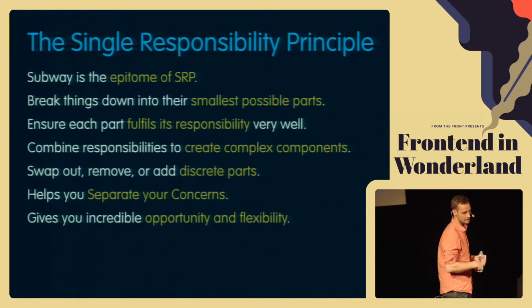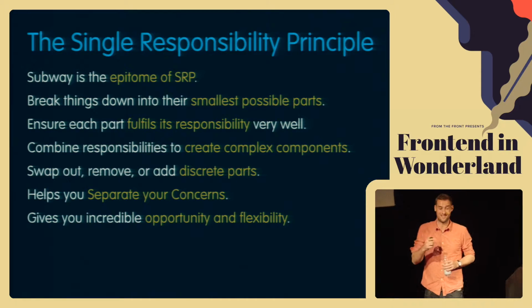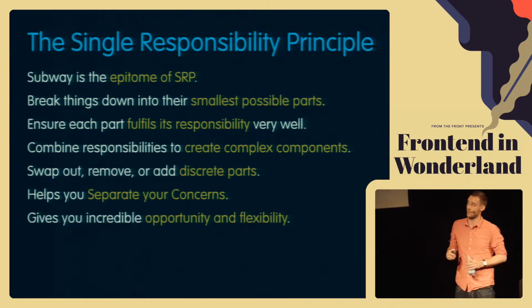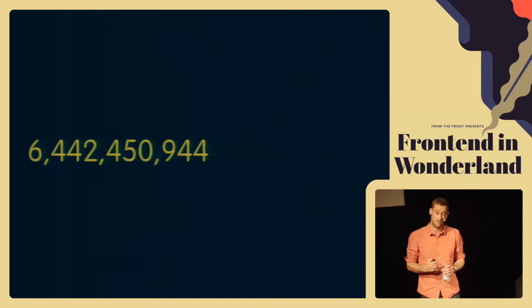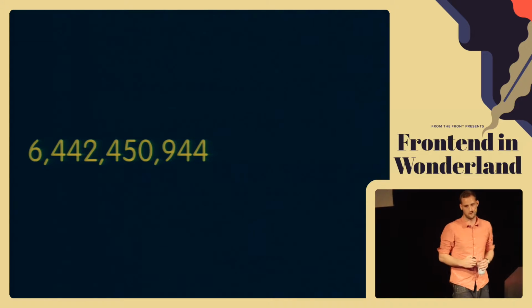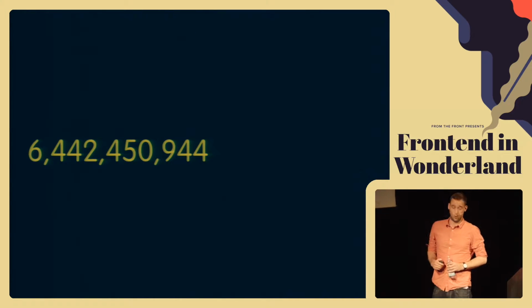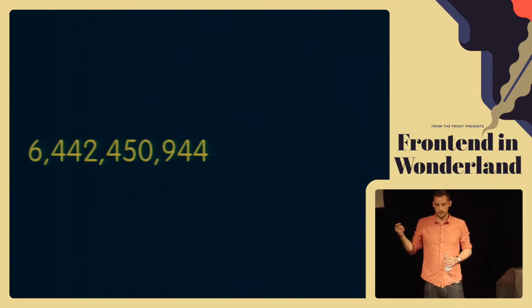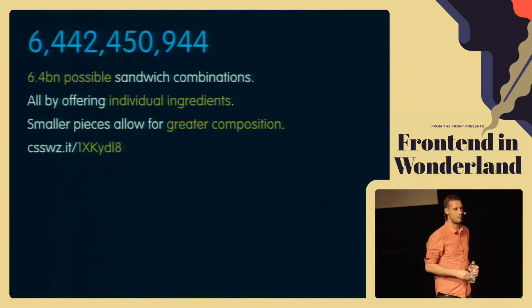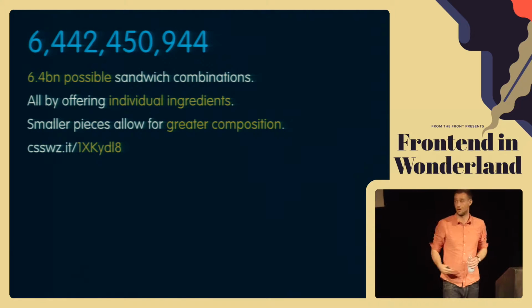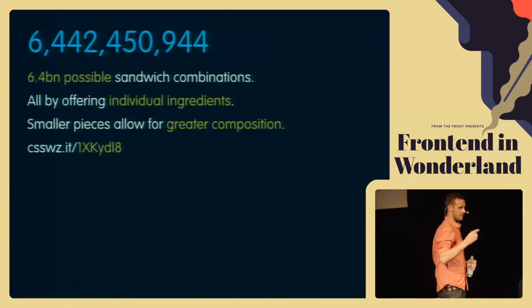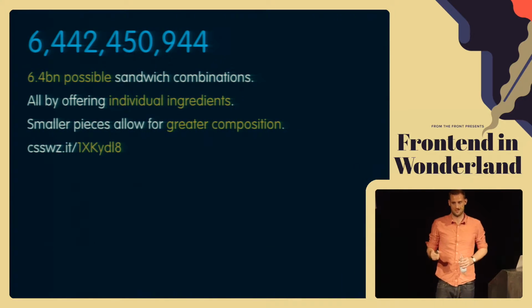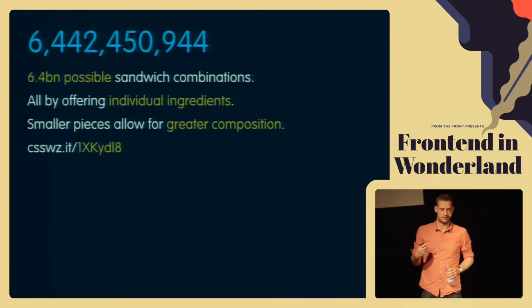In fact, Subway is that good at the single responsibility principle that you can actually create, let me read this, 6,442,450,944 different sandwiches. And they all taste the same. But you can really, honestly, make 6.4 billion different sandwiches just by breaking them into their ingredients. Someone did the workings out at the bottom of that slide. Purely by making a sandwich out of the ingredients alone, Subway offer you 6.4 billion different variations.